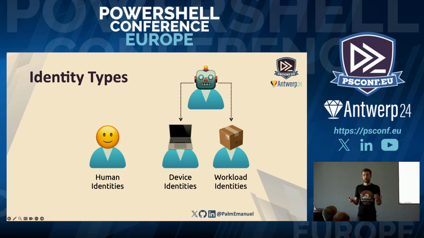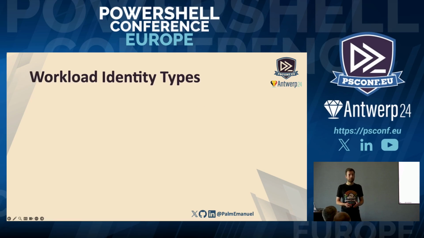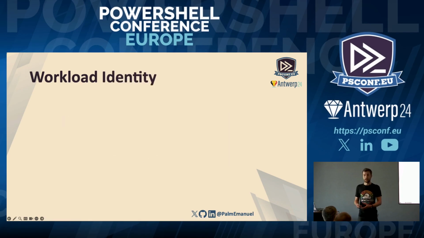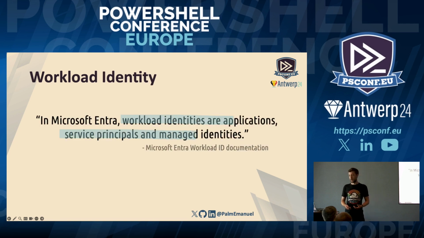Workload identities are any identity run for a specific workload, a script, an app, etc. And we have a few different types of those. But before we talk about which types, let's talk about what a workload is according to the Azure Well-Architected Framework: a collection of application resources, data, and supporting infrastructure that function together towards a defined business goal. This is a workload. So a workload identity is defined as an application, a service principal, or a managed identity. So this is the definition I talk about.